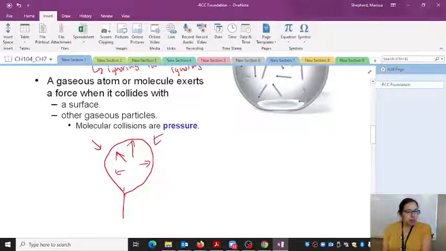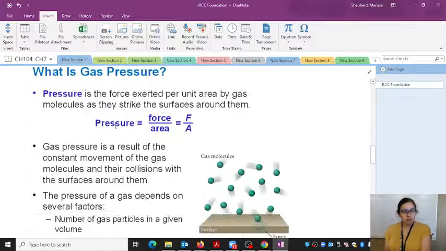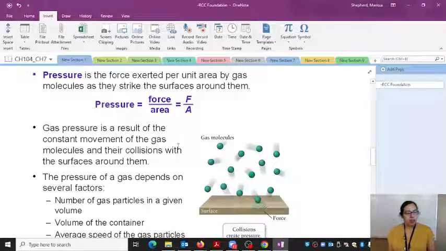And so that means that molecular collisions are pressure. We can see that if we relate it back to this formula here. Pressure is defined as force exerted per unit area, in this case by gas molecules as they strike the surfaces around them. So pressure is just force over area. Again, gas pressure is the result of all the collisions of those gas molecules as they hit the surface.